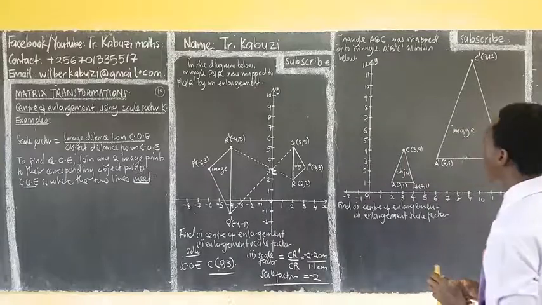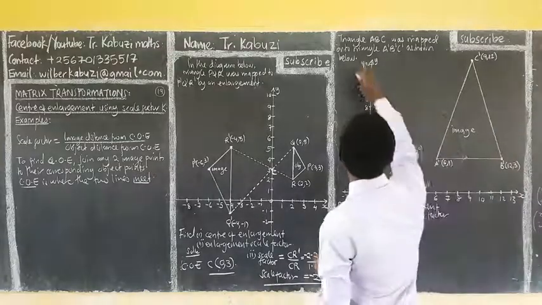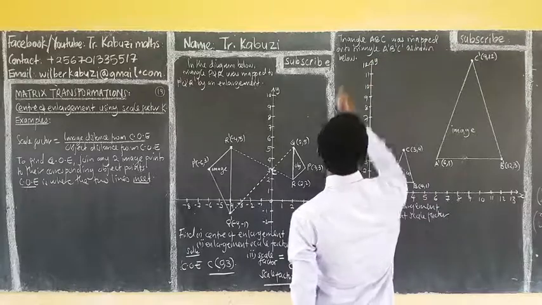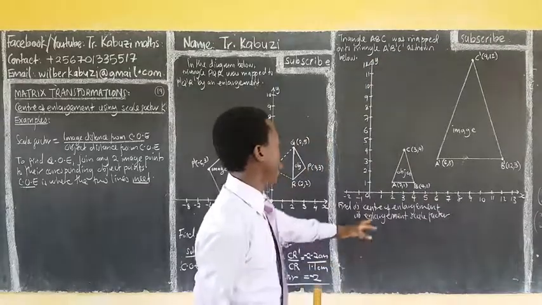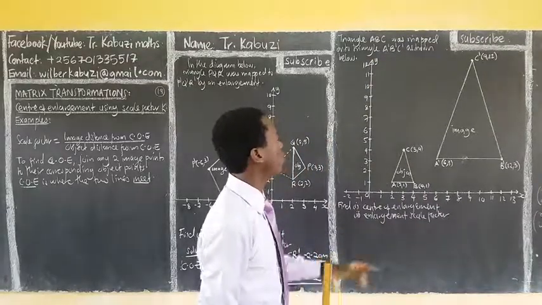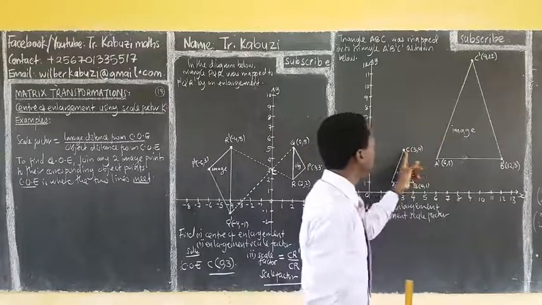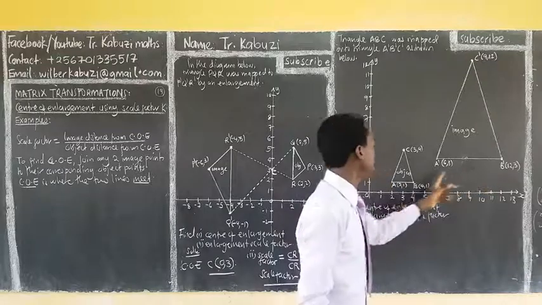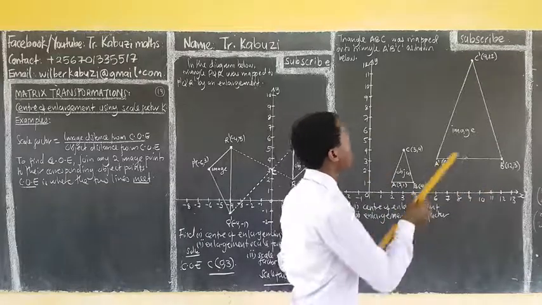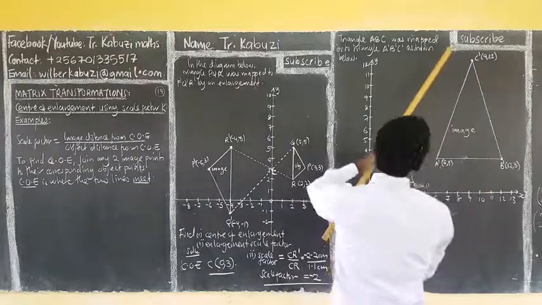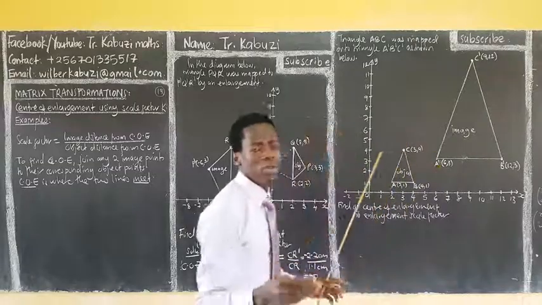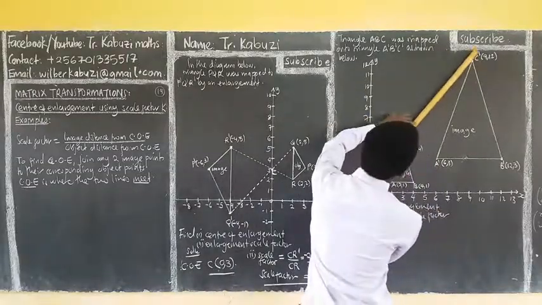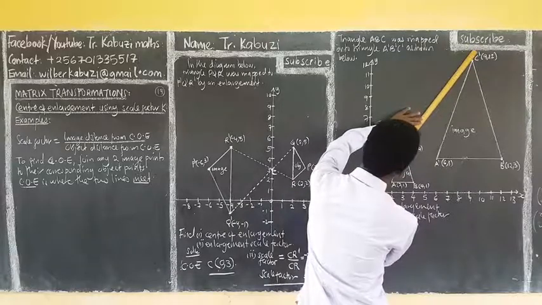Now, from here, when I come to this, triangle ABC was mapped onto triangle A prime, B prime, C prime as shown below. So find the center of enlargement. What we do, we join now C to C prime, and then we can join A to A prime or B to B prime. You just need any two. You don't join all. So me, I join this to this now.